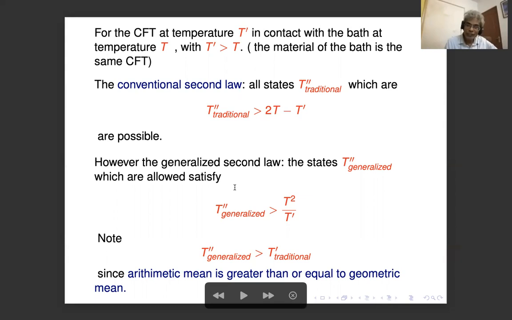Now, if you go through this generalized thing, it turns out to be the geometric mean. So T double prime, what all the transitions are allowed to have, has to be greater than T squared by T prime. And T generalized is greater than T traditional because the arithmetic mean is greater than the geometric mean. That's why some transitions are prohibited. But this is a sort of speculative thing. You can apply these exact calculations we have to test this.